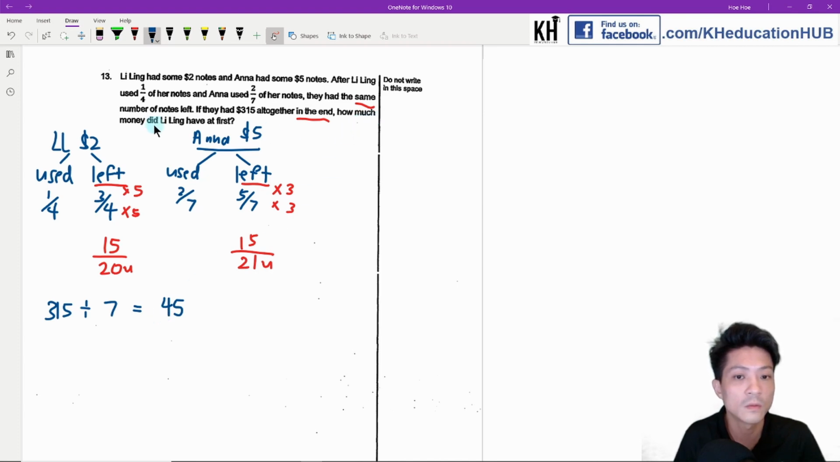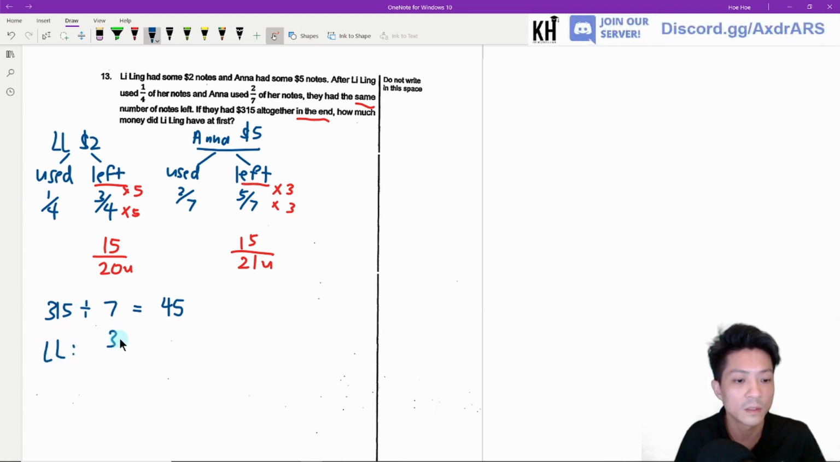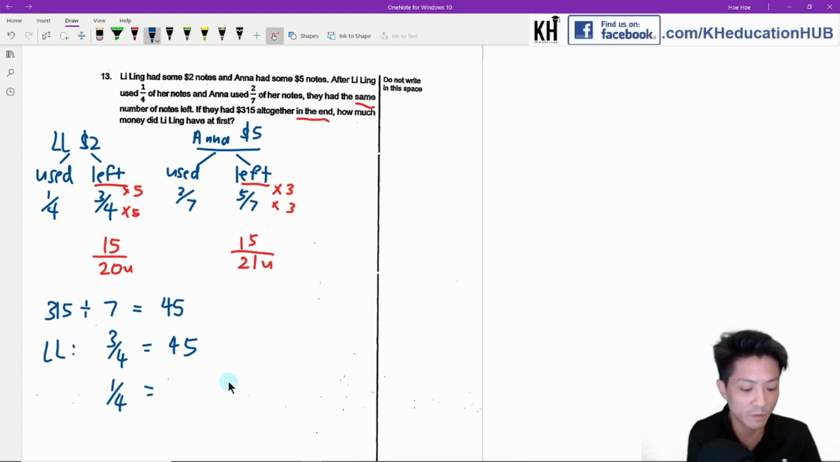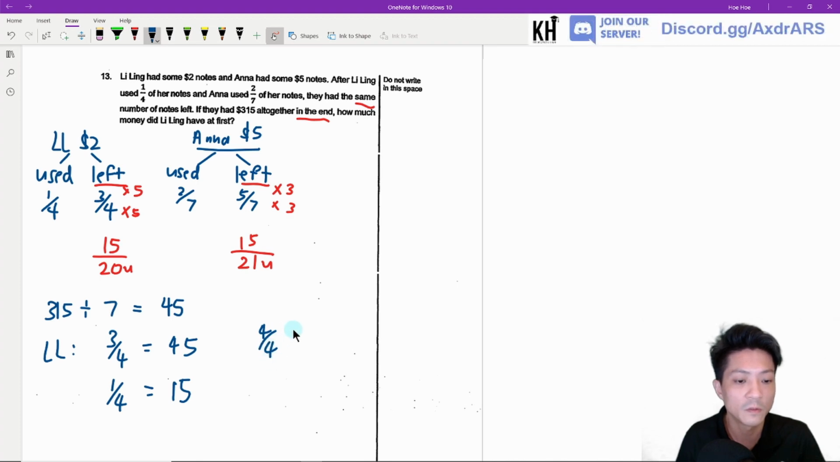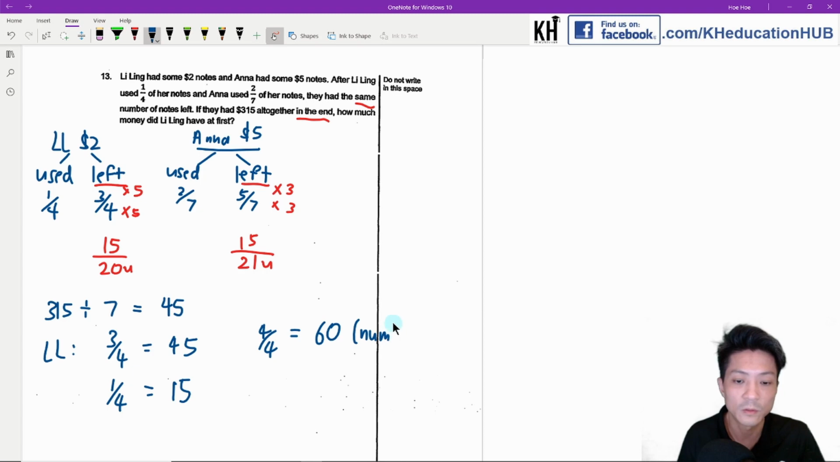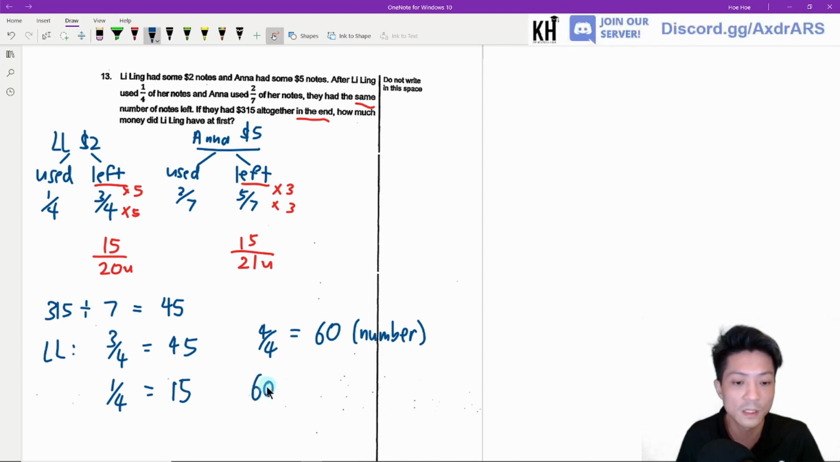And now I need to find how much money Li Ling had at first. This 45 suggests that they have 45 notes each left. So for Li Ling, 3/4 is equal to 45, which means that 1/4 will be equal to 45 divided by 3, which is 15. And 4/4 will be equal to 15 times 4, which is 60. This is the number of $2 notes that Li Ling has. So to find how much money Li Ling had at first, I will need to use 60 multiplied by 2, which is $120.